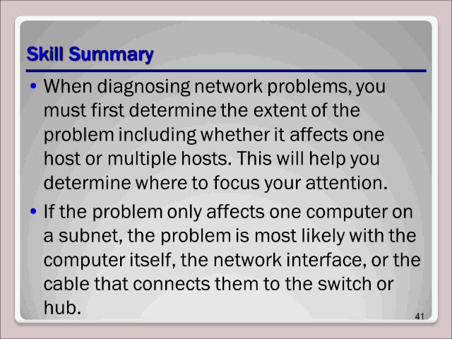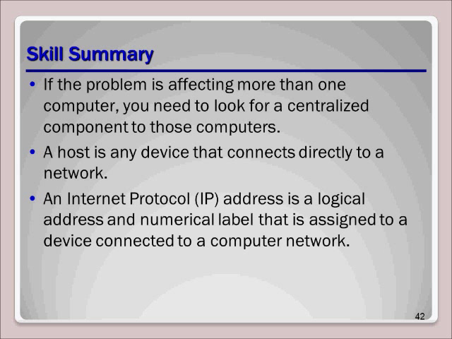So in this chapter, in Lesson 2, we looked at these skills. When diagnosing network problems, you must first determine the extent of the problem, including whether it affects one host or multiple hosts. This will help you determine where to focus your attention. If the problem only affects one computer on a subnet, the problem is most likely with the computer itself, the network interface, or the cable that connects them to the switch or hub. Don't forget layer 1, the physical layer, will get you every time. If the problem is affecting more than one computer, you may need to look for a centralized component to those computers.